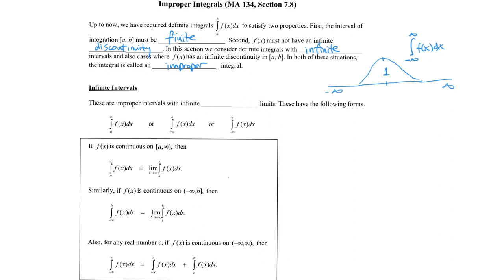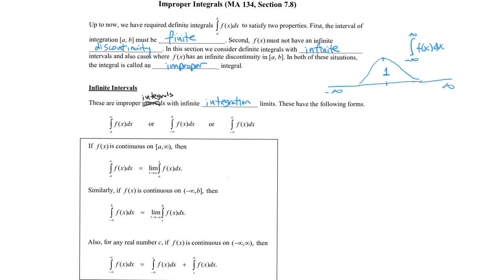These are improper integrals. I just noticed something, I've got to make a quick correction here. This should say integrals. So these are improper integrals with infinite integration limits, and they have these forms listed below. We've got an upper limit of infinity, a lower limit of -infinity, or both infinities.